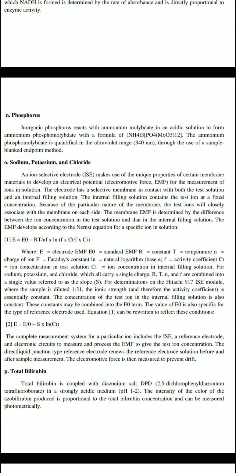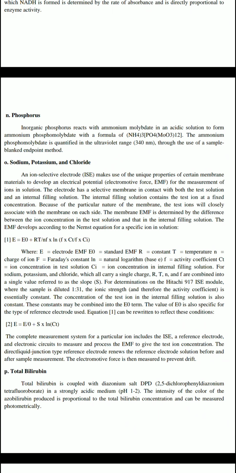The inorganic phosphorus reacts with ammonium molybdate in an acidic solution to form ammonium phosphomolybdate with a formula of (NH4)3[PO4(MoO3)12]. The ammonium phosphomolybdate is quantified in the ultraviolet range, that is 340 nanometers, through the use of a sample blanked endpoint method. Now the test for sodium, potassium and chloride.